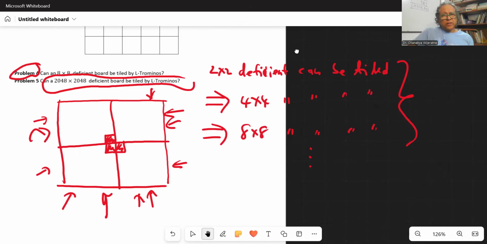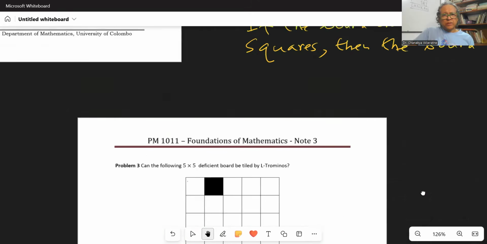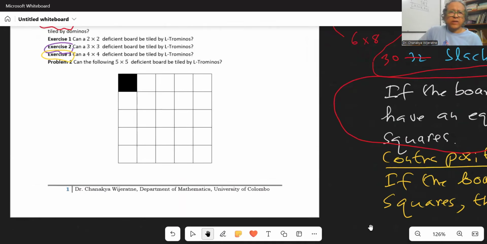And of course, I skipped two problems in this problem sheet. Problem 3, can the following 5 by 5 deficient board be tiled by L-trominoes? And this, can the following 5 by 5 deficient board be tiled by L-trominoes? Okay, so those are also for you to do. Okay, then. That's it.